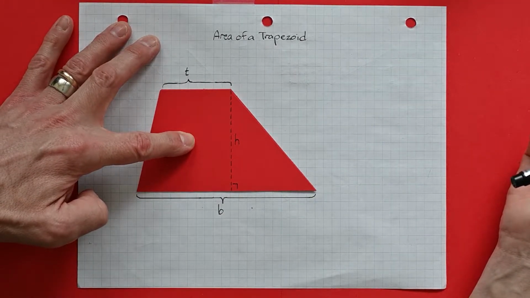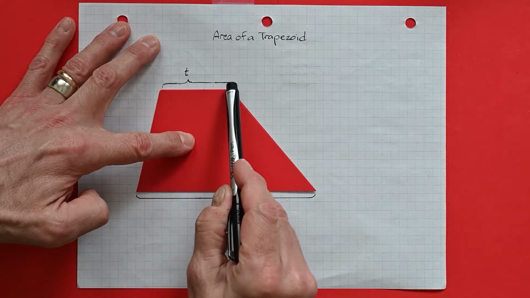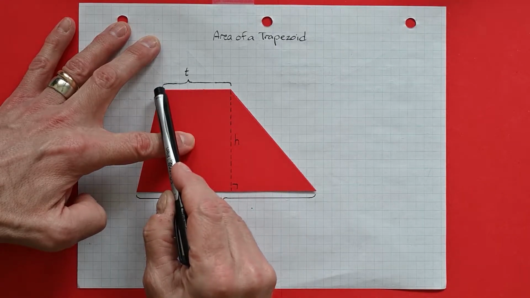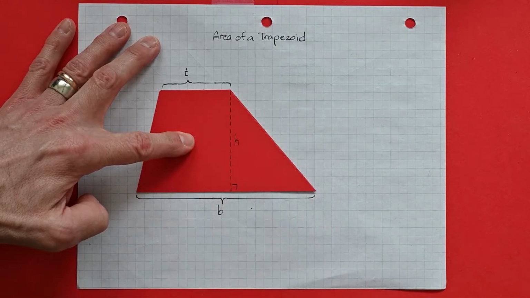area. And then the last thing to note for our trapezoid is I've put in here a thing called T for top. In other words, the length of the top of the trapezoid. And we'll see in a moment that that does figure into getting the area of this thing.